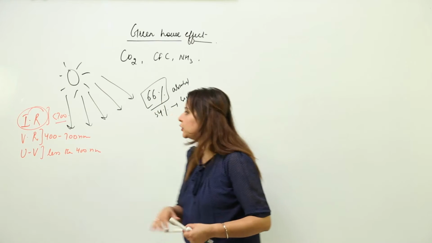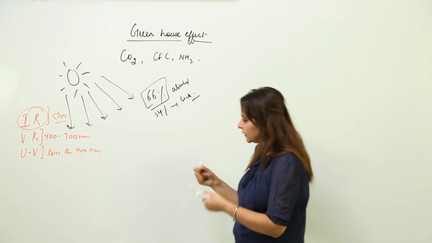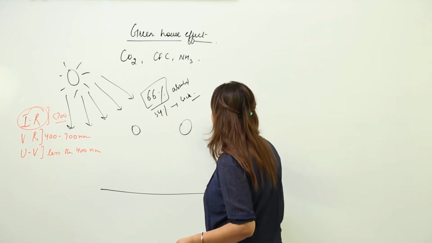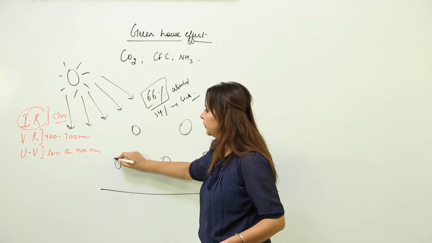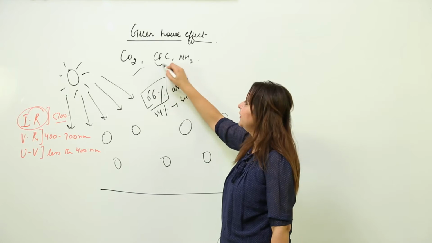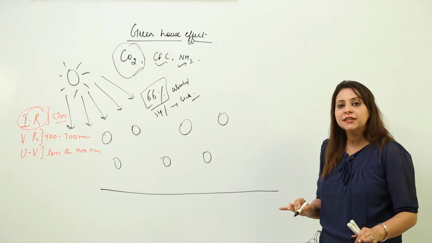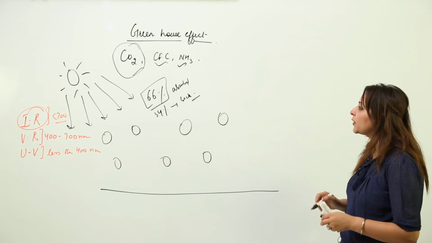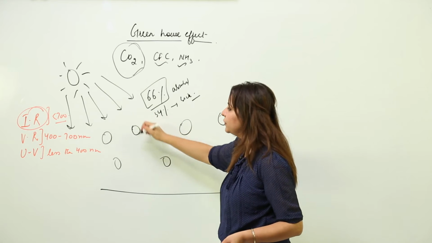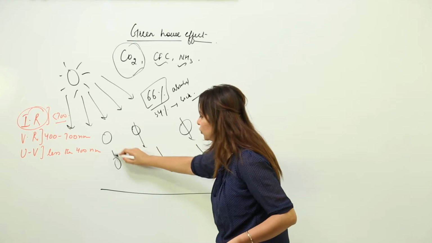So these radiations actually come to the earth. Suppose this is my land. There are many gaseous molecules present in the atmosphere. Out of those we are particularly talking about CO2, CFC and ammonia, and particularly CO2, the most important, because it is the main greenhouse gas. When these radiations pass, CO2 first allows them to pass through it.